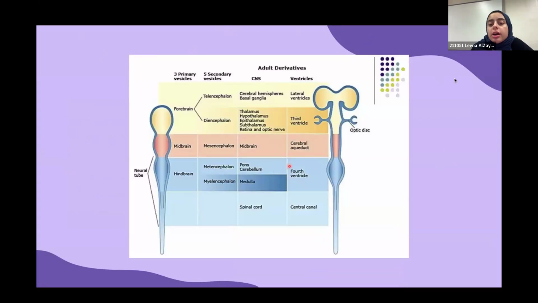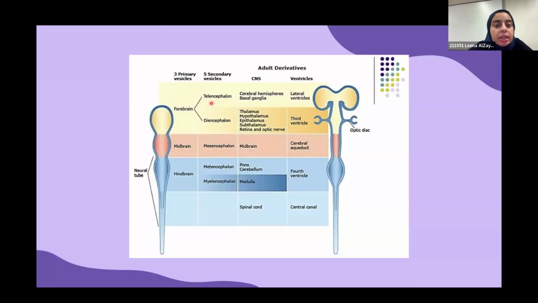So in this picture we have the forebrain, midbrain, and hindbrain. These are the three primary vesicles embryologically. And then each one divides into two. The forebrain becomes the telencephalon and the diencephalon. The midbrain becomes the mesencephalon, and the hindbrain becomes the metencephalon and myelencephalon. And I apologize for pronouncing things wrong. I'm not the best at pronouncing them.